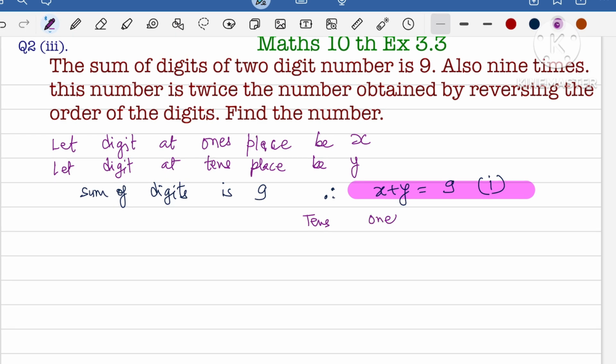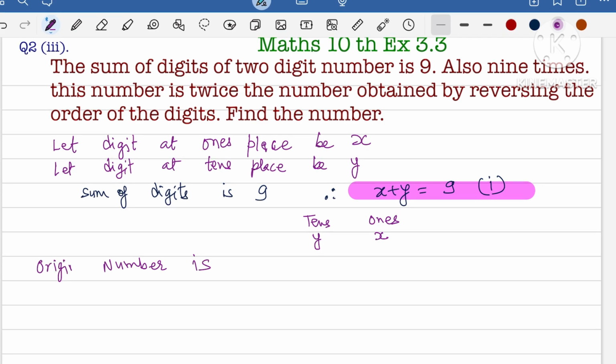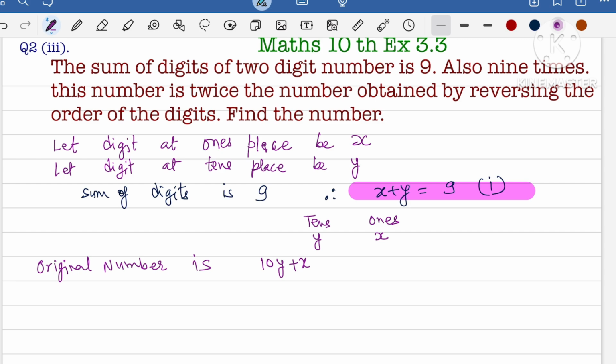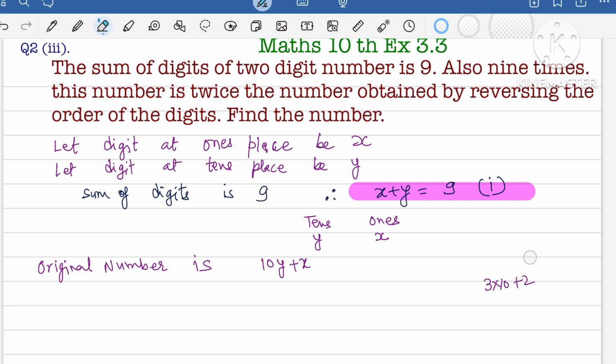Now it says 9 times this number. So first of all, we have to find what is the number. Ones place we put X, in tens place we put Y. So the number would be, in tens place we multiply by 10, so that is 10Y plus X. Because if the number is 32, how do we obtain it? It is 3 into 10 plus 2. It is not 3 plus 2, because 3 plus 2 would just be 5.